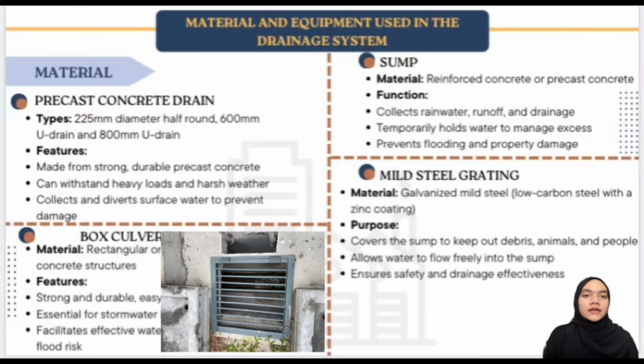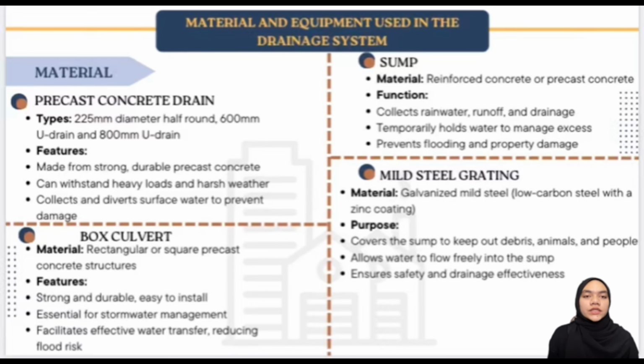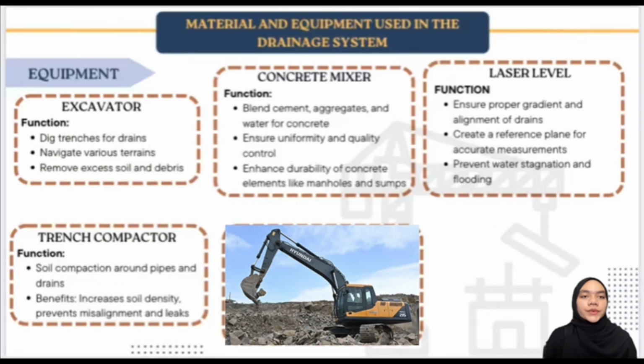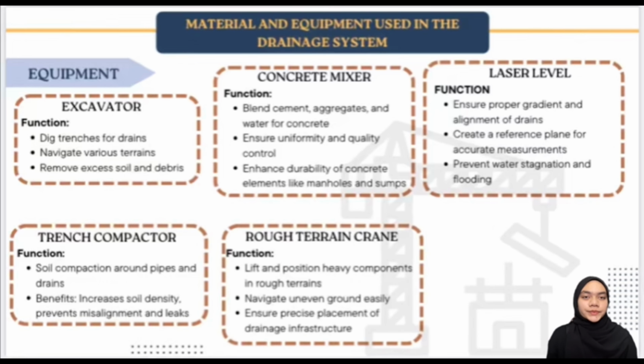It is made from galvanized mild steel, a low carbon steel with a zinc coating. Its function is to cover the sump to keep out debris, animals, and people. It also allows water to flow freely into the sump and will ensure safety and drainage effectiveness. After that, the equipment used for this project is excavator, trench compactor, concrete mixer, laser level, and rough terrain crane. For the excavator, its function is to dig trenches for a drain or piping works and it can navigate various terrains. It is also used to remove excess soil and debris on site.